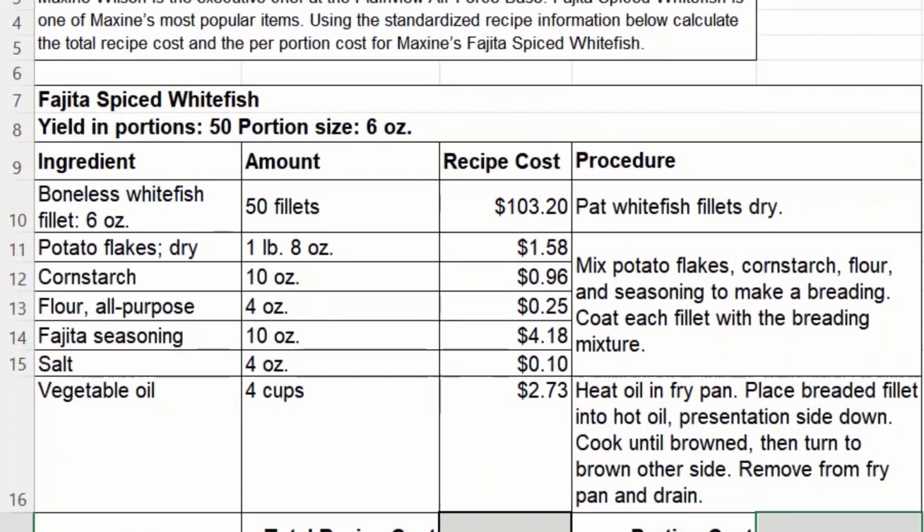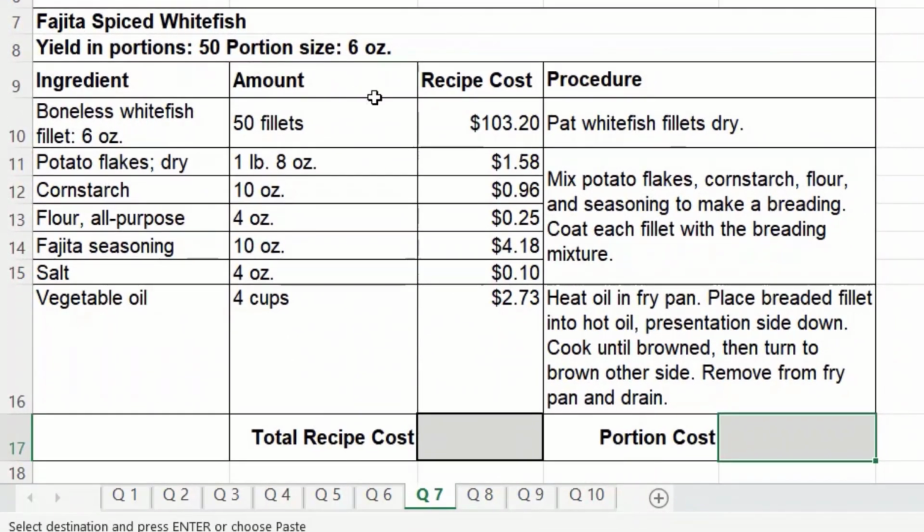All right, so for this one, we can read our ingredients here. We see Fajita Spice Whitefish. It's going to yield 50 portions. Our portion size is 6 ounces. Okay. So we see that it calls for 50 boneless whitefish, 6-ounce pieces, that costs $103.20. It also calls for the potato flakes, the cornstarch, the flour, the fajita seasoning.